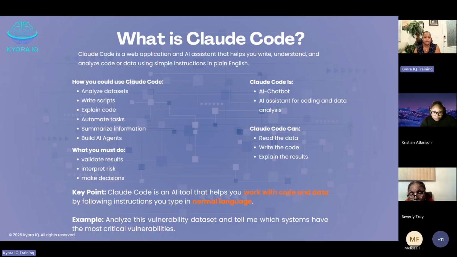Did someone have a question? Yeah, this is Melissa. I have a question. Is this different from regular Claude? Is Claude Code a separate app, or is it underneath the same Claude? Yeah, it's the same. I just put Claude Code, but Claude, Claude Code, whatever you want to call it. Okay, got it.